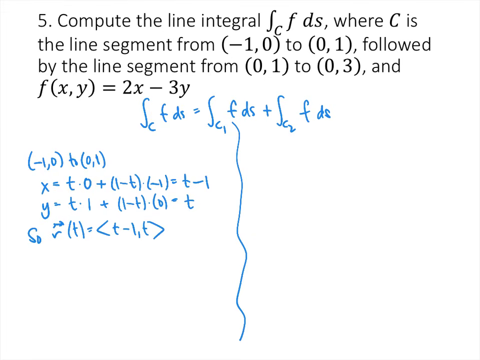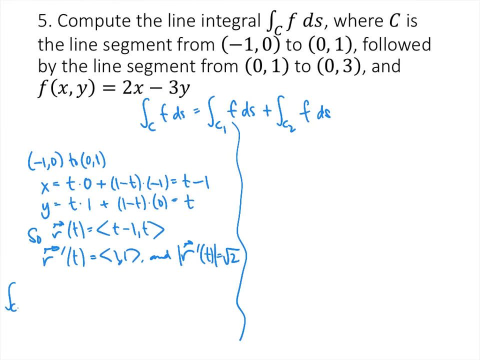Is that parameterized by arc length? No, because r prime of t is the vector (1, 1), and so the magnitude of that vector is the square root of 2. Square root of 1 squared plus 1 squared, which works out to be the square root of 2.